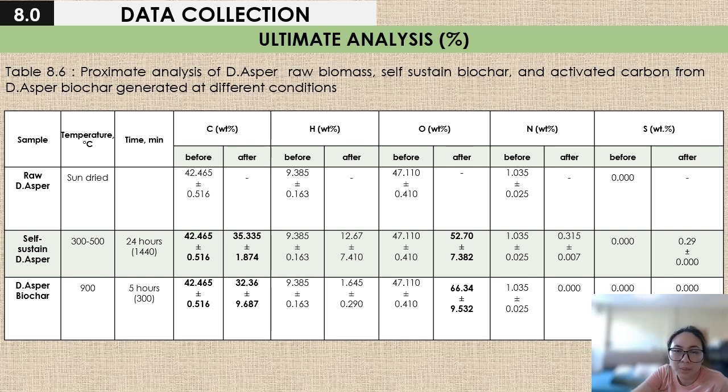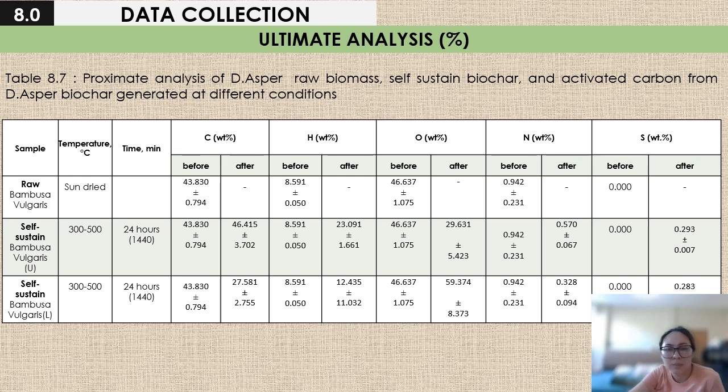Here is the ultimate analysis, where you have carbon, hydrogen, oxygen, nitrogen, and sulfur, where the raw Bambusa vulgaris has produced high carbon content, the upper one.